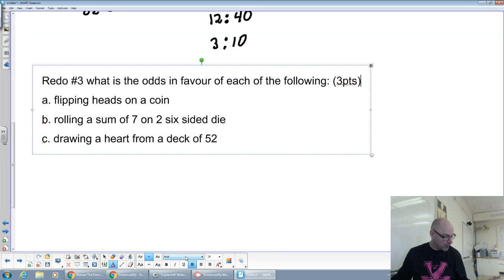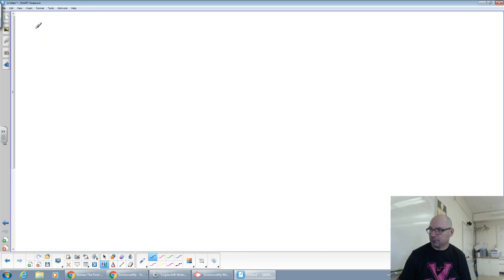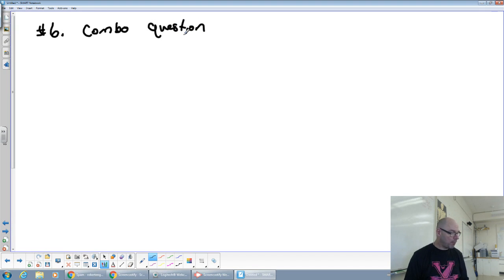Okay, so now we don't need that diagram with 6s anymore. So let's go on to our next one. So number 6. Okay, number 6 is a combination question. Okay, so the first part is find the probability of each of the following. Yes, we do have six-sided die for number C. Okay, and we'll do that one as well. In a 4-card hand, getting all aces.